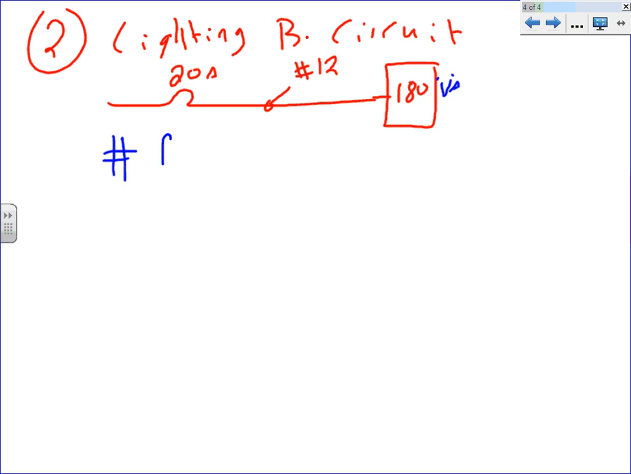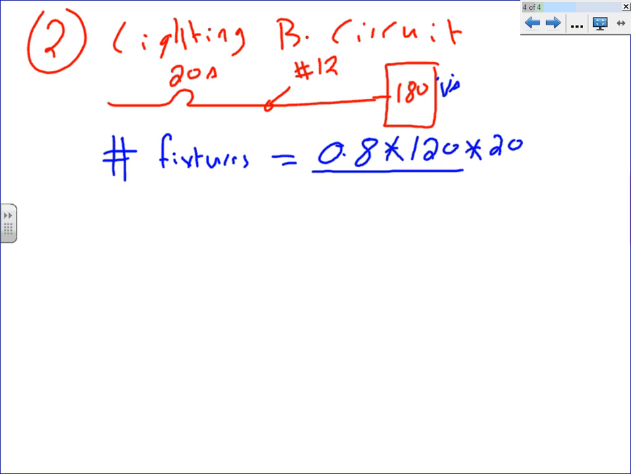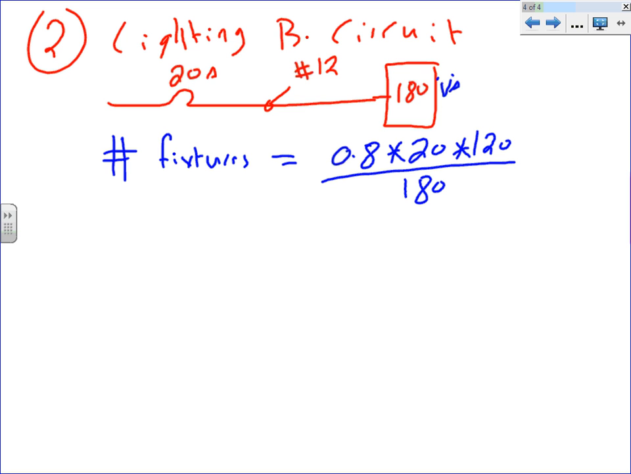Number of fixtures equals... if it's continuous load, what do you do with the amps for the circuit breaker? Cut it by 0.8. So you take 0.8, multiply it by 20 amp, multiply by 120, and divide by the volt-amps. Let's do it the proper way: 0.8 times 20 amp times 120 divided by 180 volt-amp. Anybody can get me how many fixtures you can put in that 20 amp circuit?